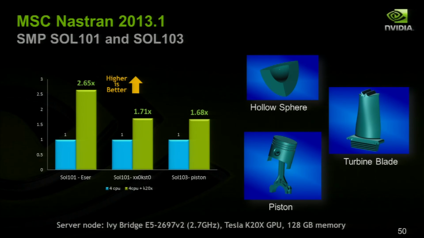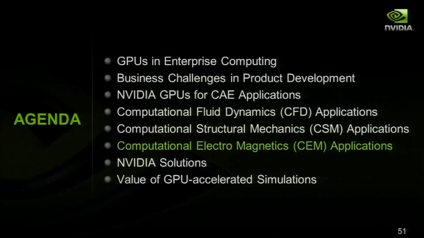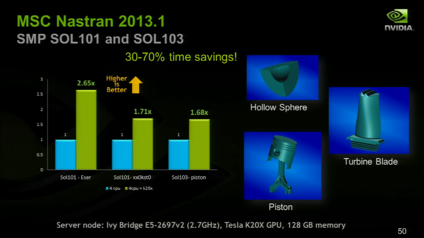For the hollow sphere, we have about 2.65x improvement in productivity. For the piston case, it's 1.7x. For the turbine blade, it's 1.7x. And for the piston case, it's 1.68x improvement in performance against a CPU socket. Most of these performance studies are done by adding a GPU to a CPU socket. So that translates to almost 30 to 70% of time savings in your workflow.